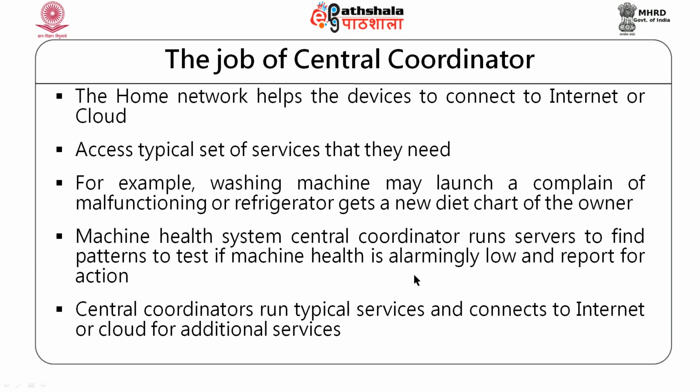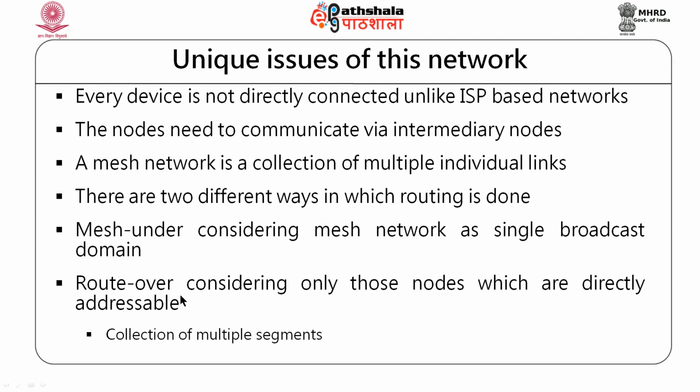A machine health system, again, will tell the owner that there is a part which really needs to be replaced as soon as possible. And central coordinators actually help them do it. There are quite a few unique issues of such a network. Every device is not directly connected, unlike the ISP based network I have talked about. The nodes need to communicate via intermediaries. A mesh network is a collection of multiple individual links. So, we are talking about this case, and I said these two cases, mesh under and route over.